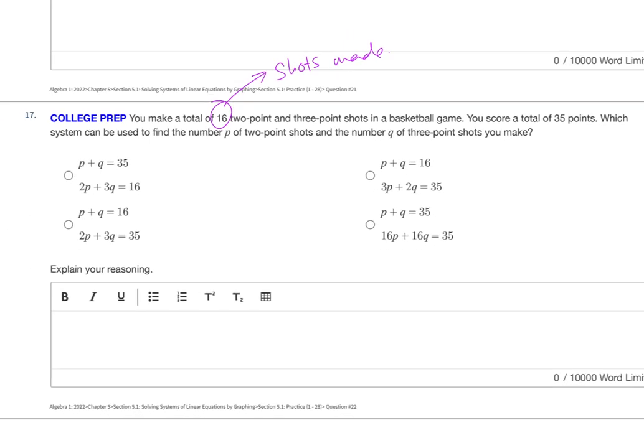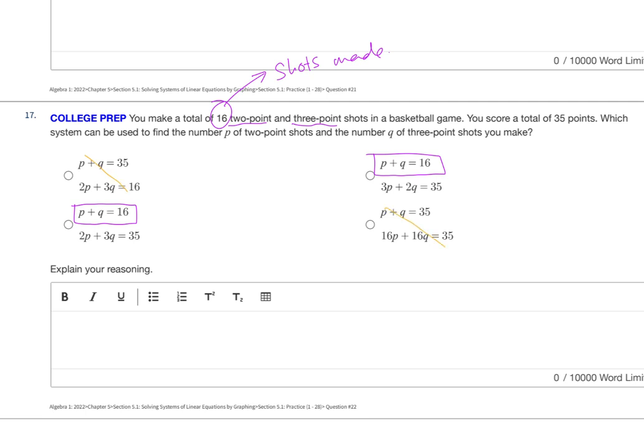What type of shots? 2-point shots and 3-point shots. So P plus Q equals 16 is going to be correct. Why I mention that is because this is now bad and this is now bad.